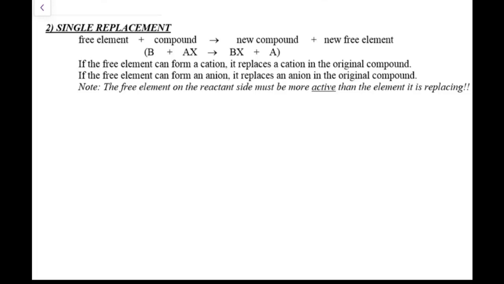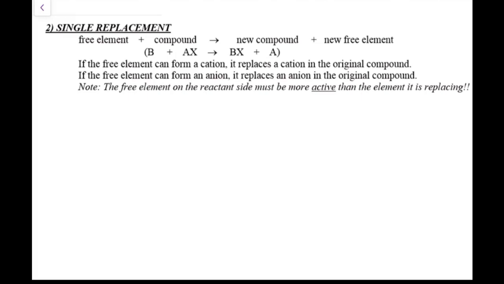So the second reaction type that we'll go over here is single replacement, and this is from the note sheet that you already have, so you'll definitely want to get that out. Single replacement just means a free element and a compound come together to form a new compound and new free element. So the general formula is B plus AX yields BX plus A. So what does that mean?